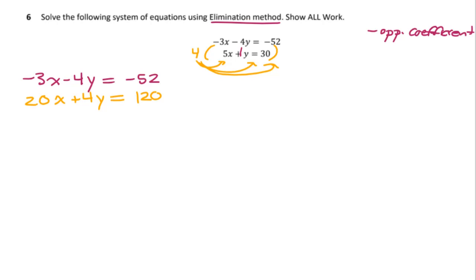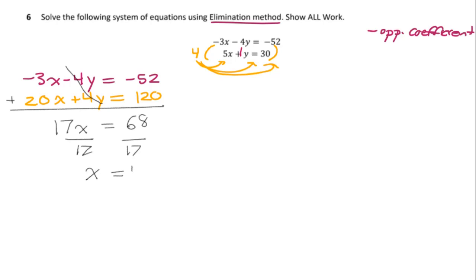But my favorite part that happens is exactly what I wanted to happen. I have opposite coefficients, so my y's will cancel out, also known as eliminate. I will eliminate the y's. Now I can just add what's left over here. Negative 3 plus 20 is 17x. And over here on the right side, negative 52 plus 120 makes 68. Going to solve this by dividing by 17 on both sides. And I get x is 4.